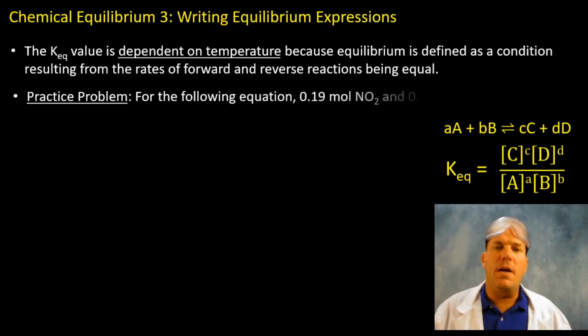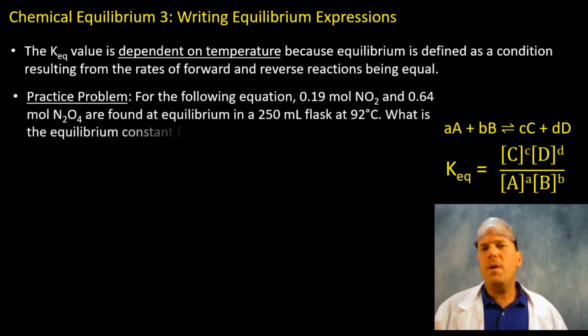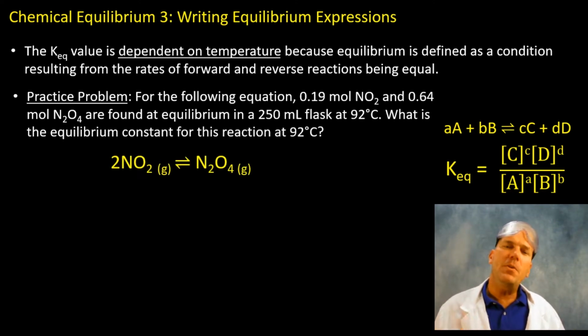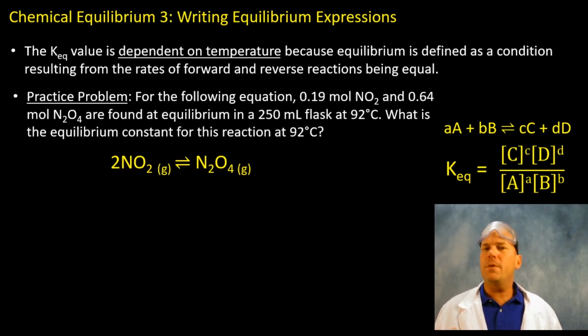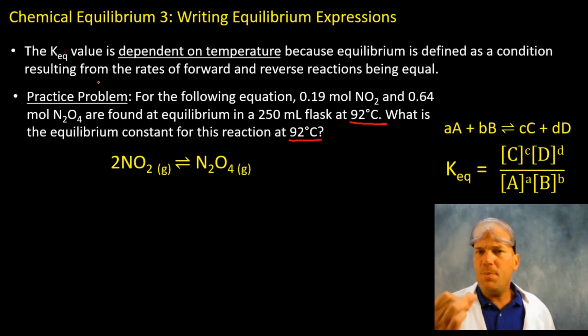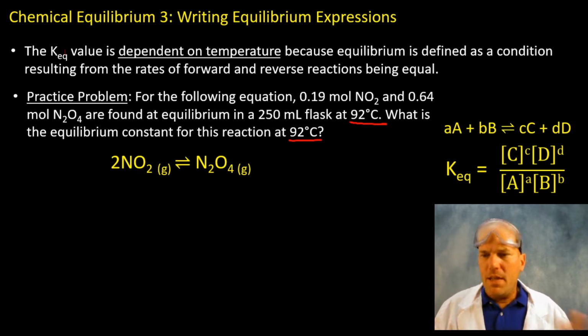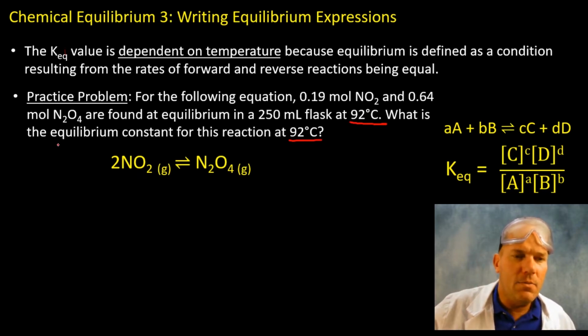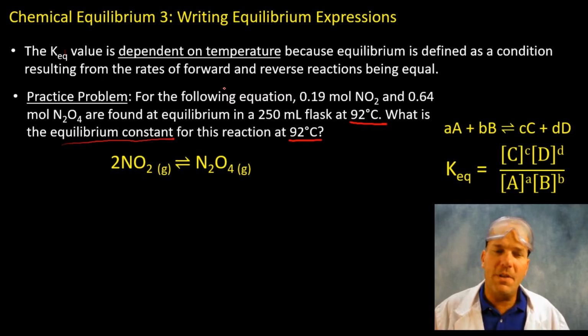Let's do a practice problem. We have 0.19 moles of nitrogen dioxide. And we have 0.64 moles of dinitrogen tetroxide. And they're at equilibrium. They are inside of a 250 milliliter flask at 92 degrees Celsius. You are asked to write an equilibrium constant. What is the equilibrium constant for this reaction at 92 degrees Celsius? Notice the stress. I'm really accentuating this because if that temperature is not specified, you cannot write an equilibrium expression. So in order to find and calculate the equilibrium constant, we need to write an equilibrium expression.